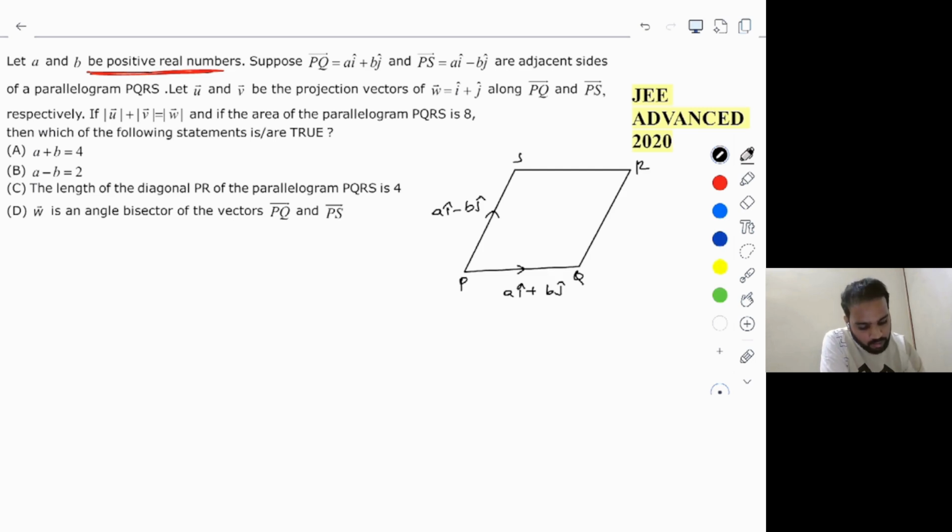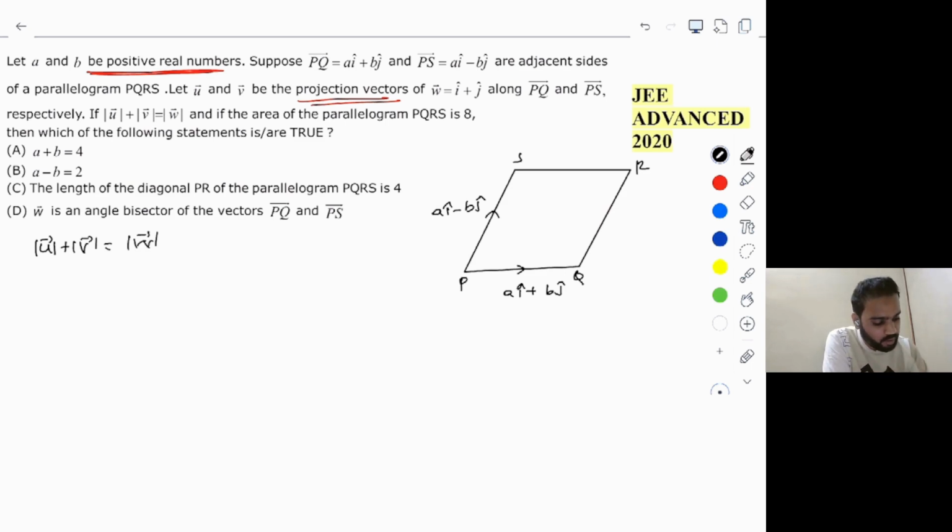And also one condition is given that modulus of U bar plus modulus of V bar is equal to modulus of W bar. Okay, but already W bar is given to us. We can substitute that. But here we have to use the concept of what? The projection vector of one vector along another vector. But since here they are asking about the modulus of U and modulus of V, we just need to write down the lengths of projections of one vector along another vector.